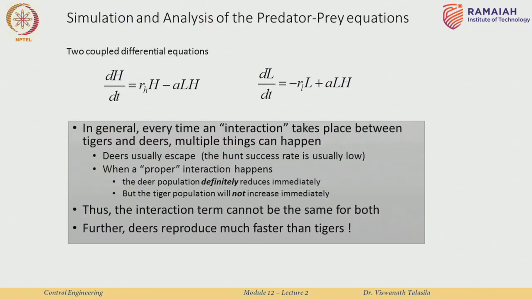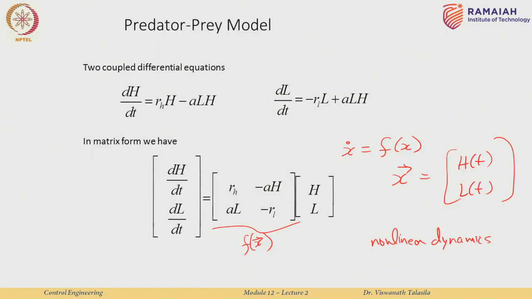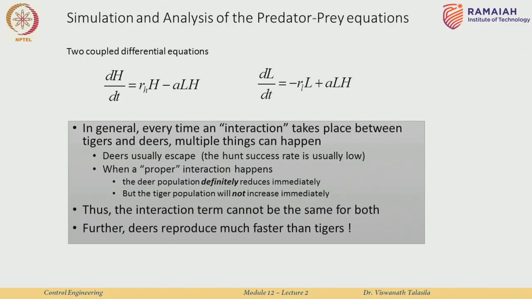Okay, before we do that, there is an important modeling assumption which we should make. So, if you see in this slide, we have assumed that the interaction parameter between the tigers and deers is the same. Now, this is not true in general, and it is not true for an interesting reason, because every time an interaction takes place between the tiger and deer, typically the deers usually escape. Most hunts are not successful. Okay. However, when an interaction actually does take place, meaning the tiger manages to make a kill, the deer population will definitely reduce immediately by at least one, depending on how many the tigers kill.